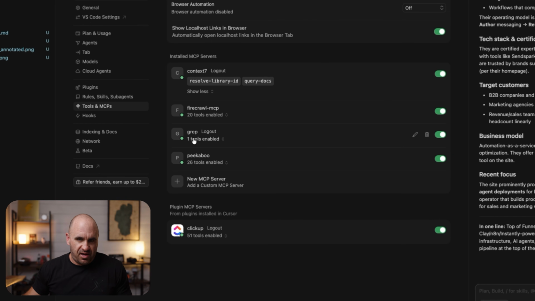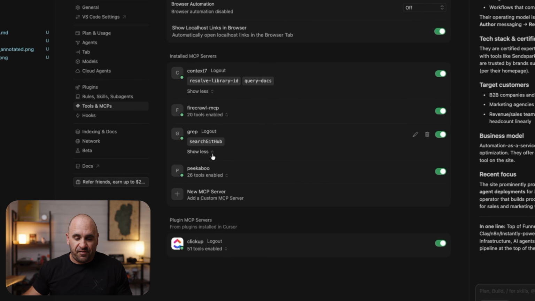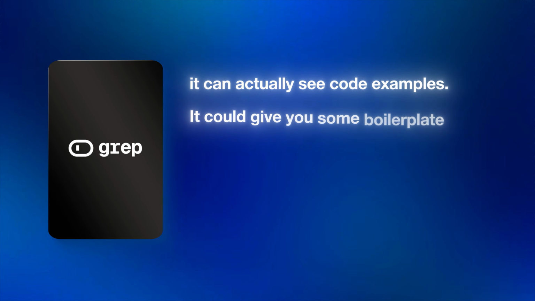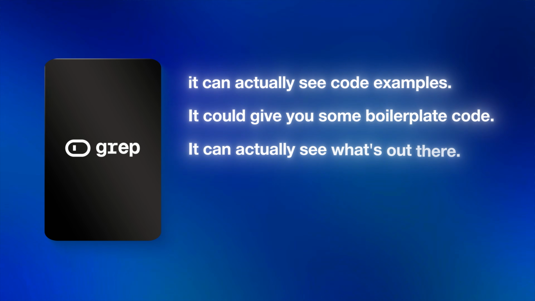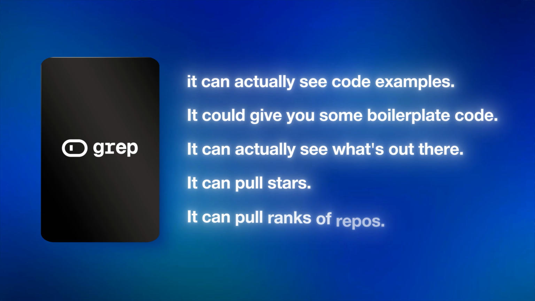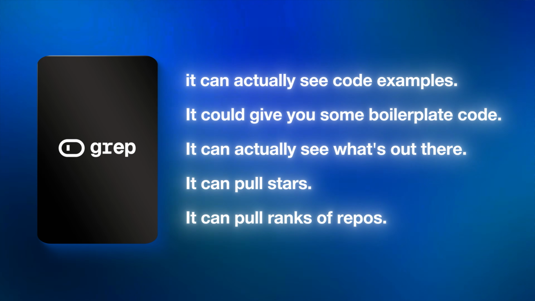Now, Grep, you're like, what the heck is Grep, right? Well, what it does is it effectively searches GitHub. Grep is a command line where it can retrieve basically the entire world of GitHub, and it can see code examples. It could give you some boilerplate code to see what's out there. It can pull stars, and it can pull ranks of repos and things like that. What this does is, AI models are trained on specific code bases or repositories that you may not be aware of. The model will think, oh, I know how to do this, but then let me grep a really popular repo.